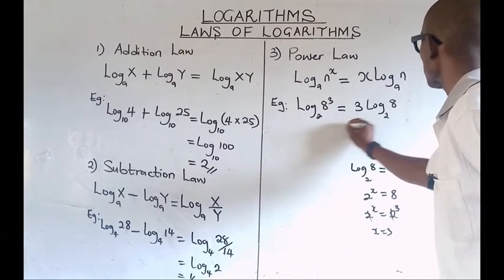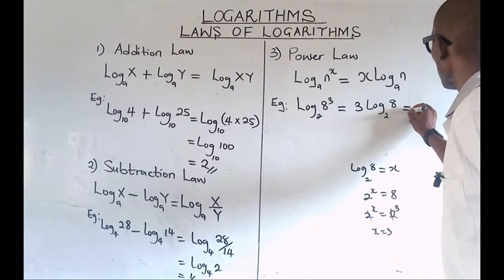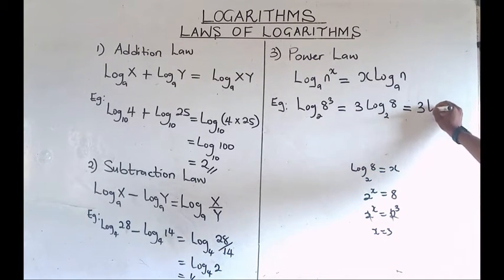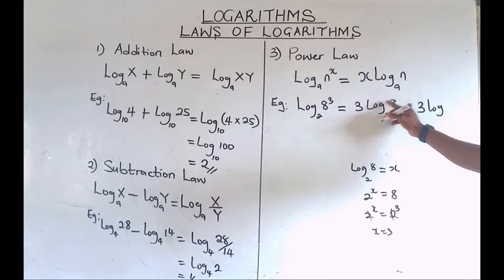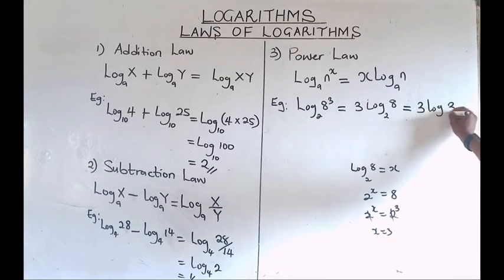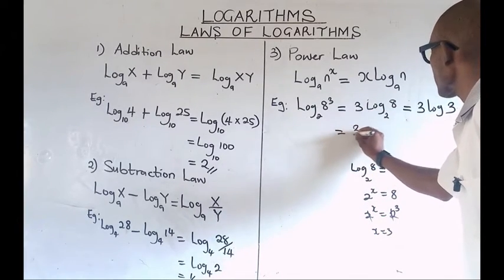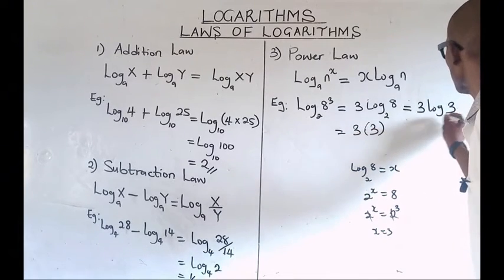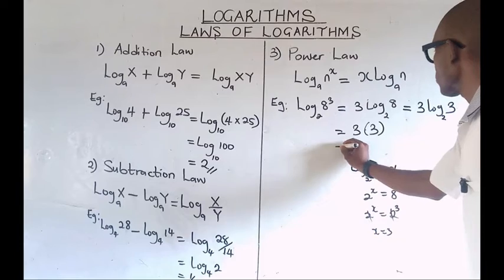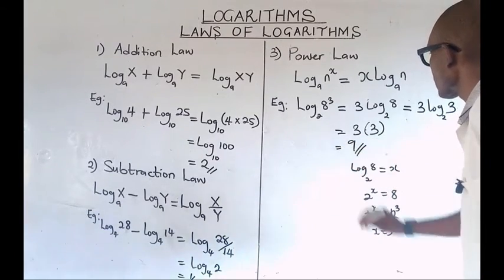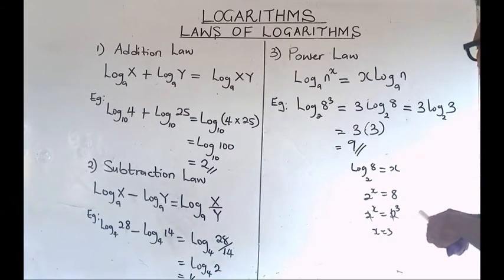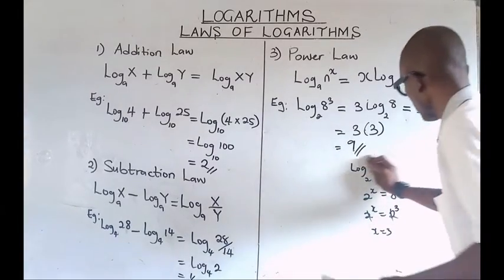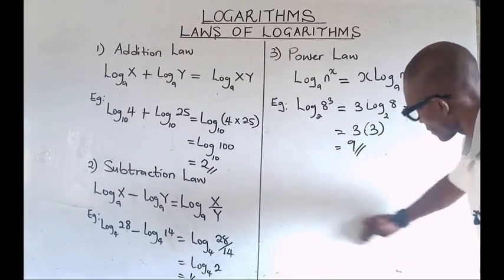So it means that we have this to be 3 log 8 base 2, the whole of this will give us 3. So our answer will now be 3 times 3, which we got from here, which is 9. So that is for that.